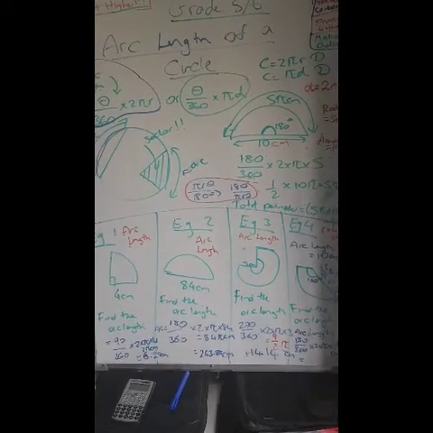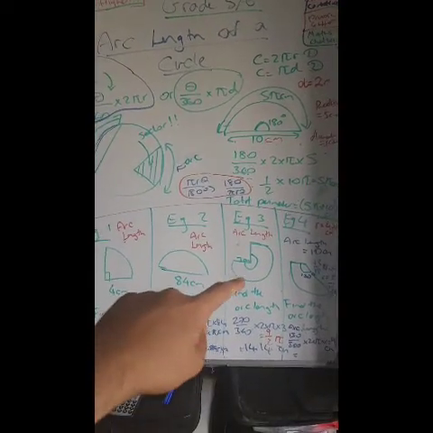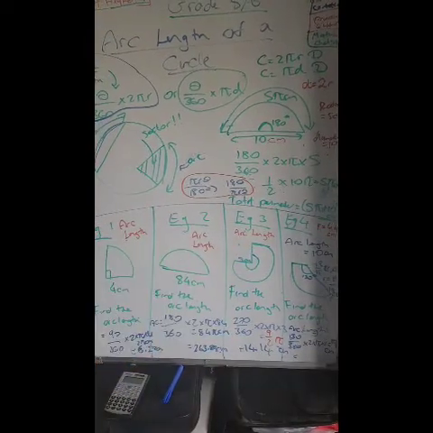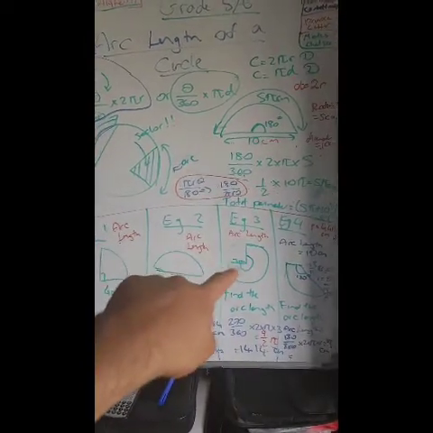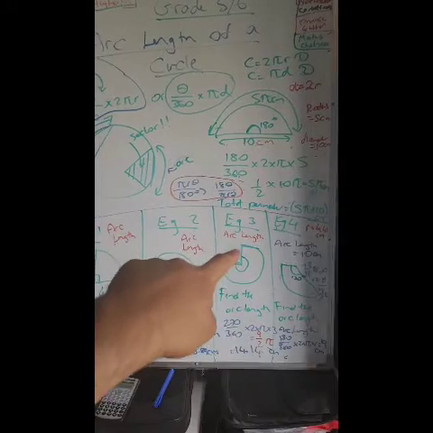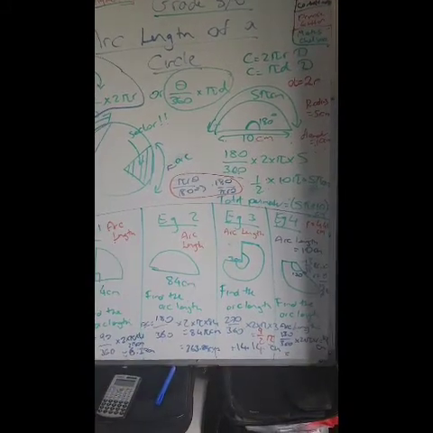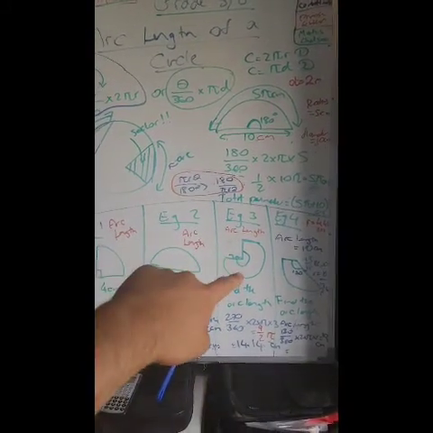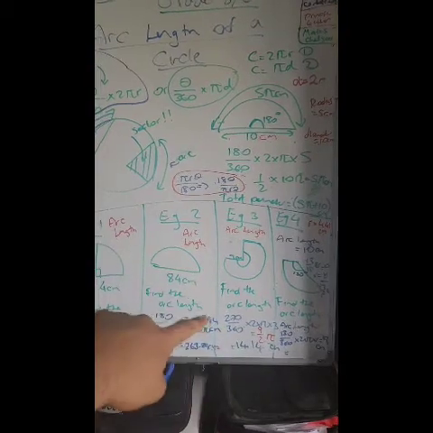Right, example 3, guys. Okay, so we've got a sector of a circle. We can see here that would be a quarter, so we know that has to be 90. Angles around a point add up to 360, so the remaining angle here will be 270. So find the arc length.